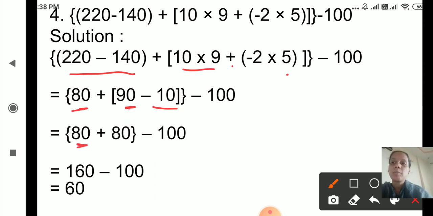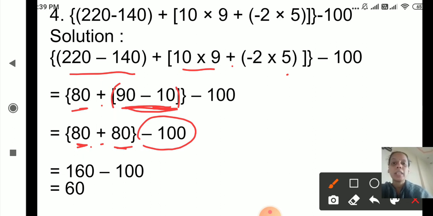Now we will solve this bracket, 90 minus 10. So the answer is 80, right? And this plus sign in between. So after solving this bracket, we will remove it and write down only 80. Okay, once we get the value, we can open that bracket. So 80 plus this 90 minus 10 is 80. So 80 plus 80, and outside the bracket minus 100 we have written as it is.